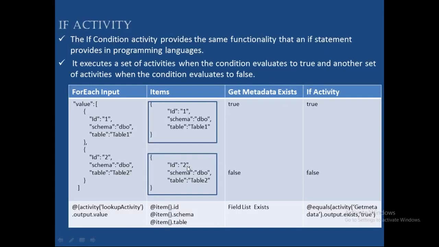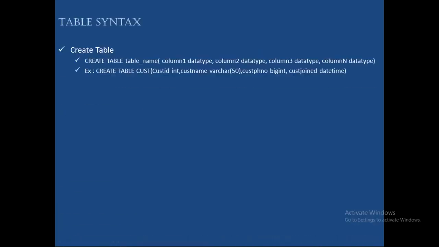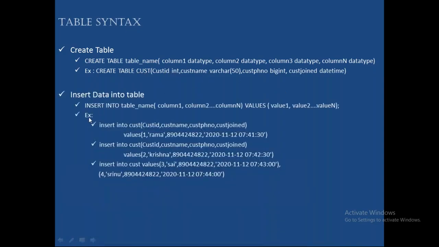So now if the if activity is true, then inside true I will use a copy activity, stored procedure activity, all those things. Now if you want to copy data, we need to have tables ready, right? How to create a table we know. So create table, table name, column one data type, column two data type, all these things. Create table, table name, column names, data types. How to insert? There are multiple ways to insert, by mentioning column names. Without mentioning the column names also you can insert the data.